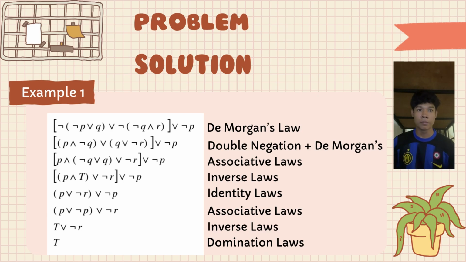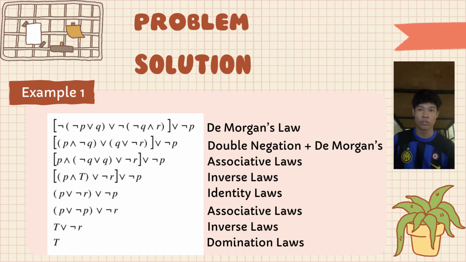Secondly, we use double negation plus De Morgan's so that we will get open bracket, P and not Q, close bracket, or open bracket, Q, or not R, close bracket, or not P. Then, we use associative law so that we will get open bracket P and open bracket not Q or Q, close bracket, or not R, close bracket, or not P.